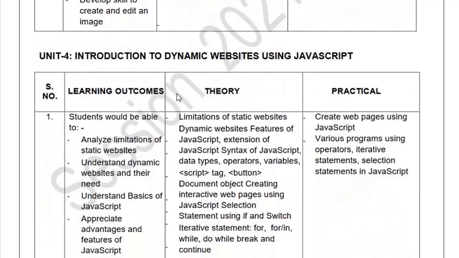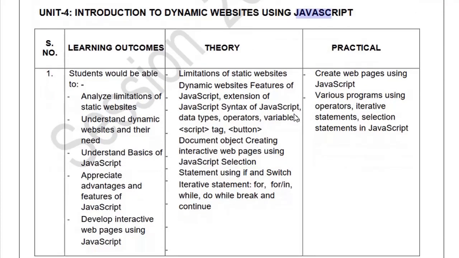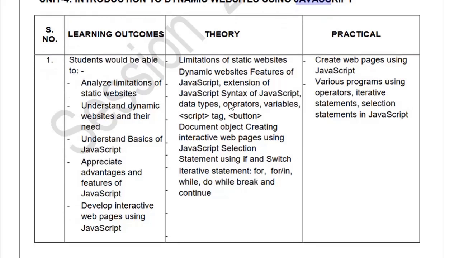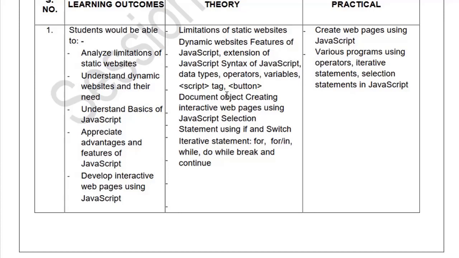And in the fourth unit we will cover JavaScript. JavaScript is a scripting language that helps you to make a website dynamic, that helps you to impose validations, that helps you to make a website more responsive, like whenever a user interacts with the website, it will respond accordingly. With the help of JavaScript we will cover all these things. We will learn the JavaScript syntax, data types, operators, variables, and other statements like iterative statements, switch statement, conditional statements, for loops, etc.